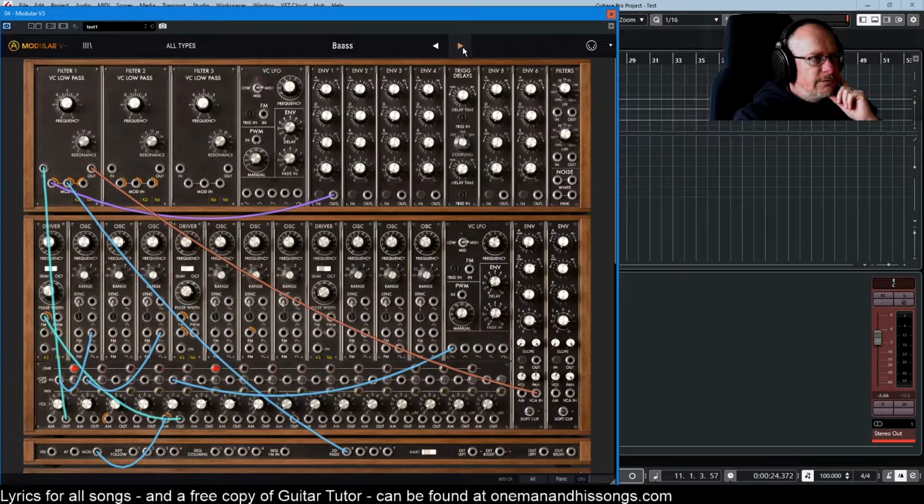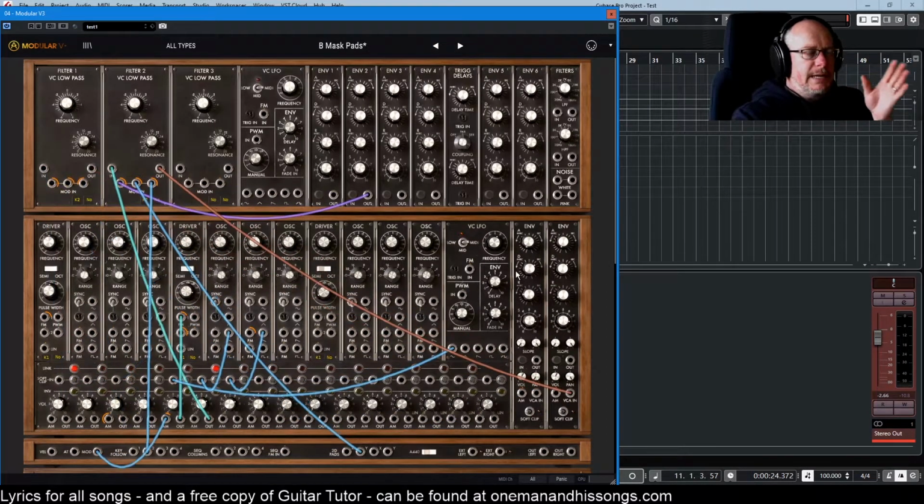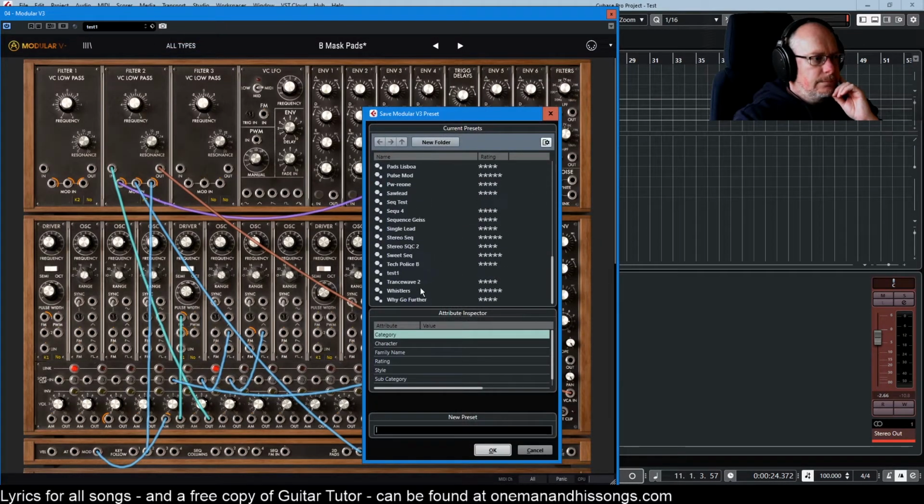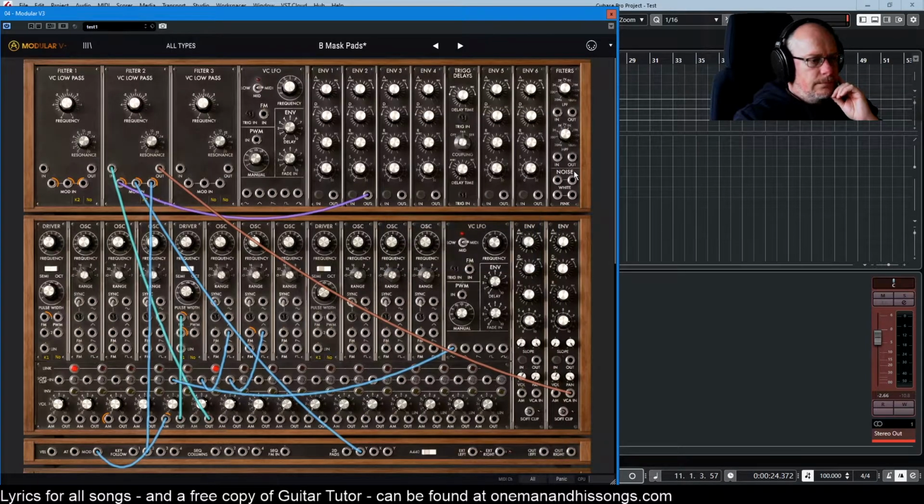Let's go over and have a look at the right-hand side. So again, having cleaned it up, quick save. And we'll pan it center. Okay, so this is a soft pad sound.